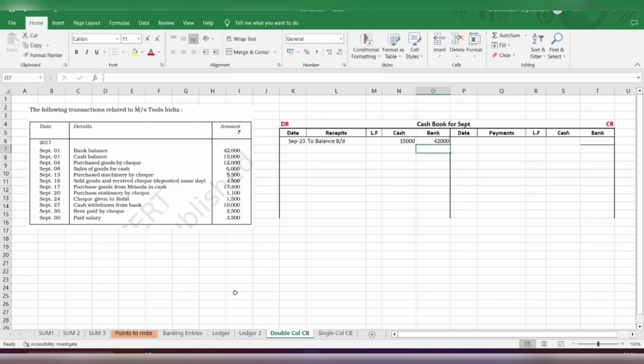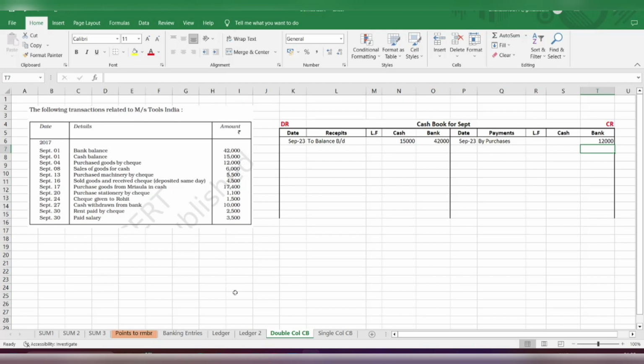Next, purchased goods by check 12,000. Here, when we are purchasing, it is a payment for us. So, September 4, by purchases. We are paying it by check, which means it is a bank transaction. We have to remember, we have to read the transaction wholly. Here it's a bank transaction, so 12,000.